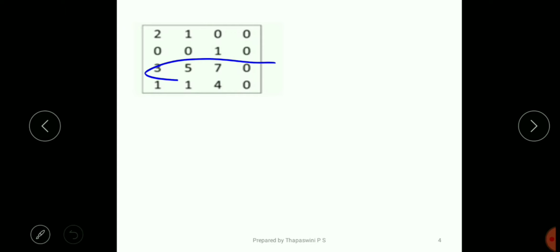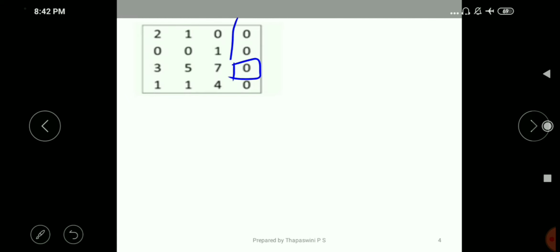Now consider the third row. The third row has a single zero, so make an assignment using a box. Now put a crossover on all other zeros which are found in this particular column. So we have crossed over all the zeros found in the fourth column by making an assignment to the zero that is present in the third row.